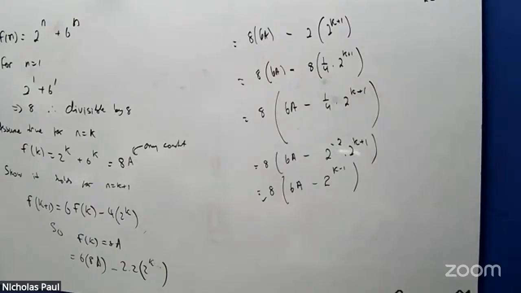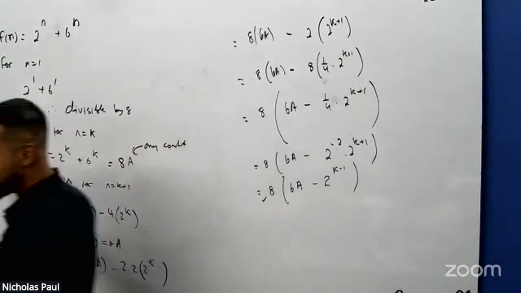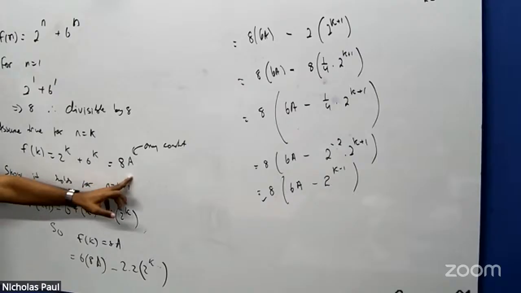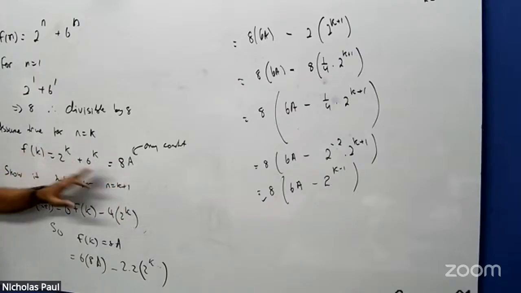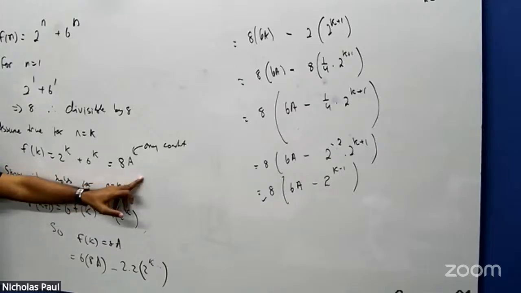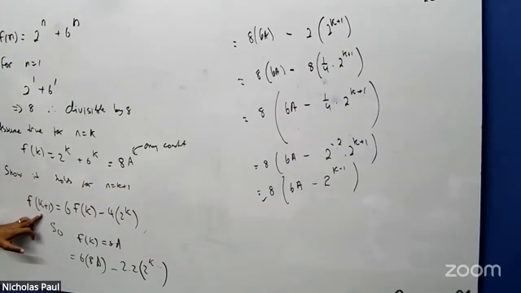Why did you fall off until here? What's f of k? Just put k here. But we have to assume it's divisible by 8. So f of k is divisible by 8. So instead of writing 8, I write 8 times some constant e. So f of k is 8e. But remember, in part 1 we proved this.